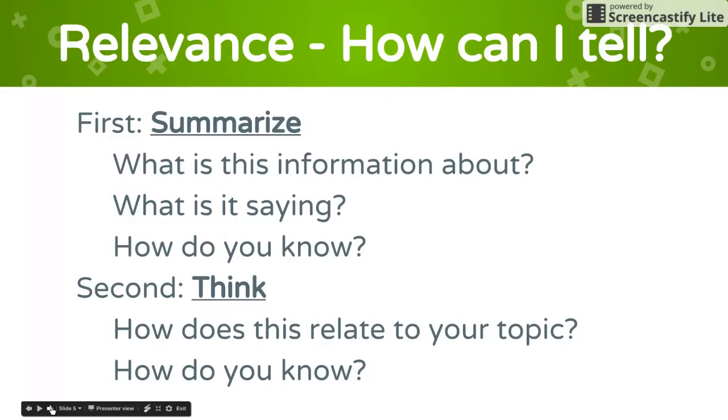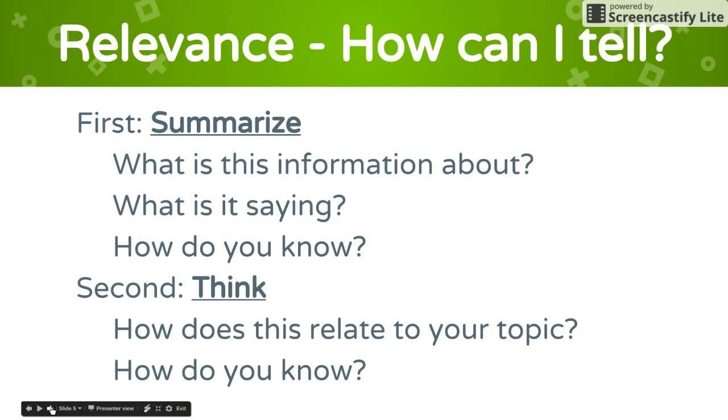In order to tell when something is relevant, there's really just two steps. So first I need to know what my information is about. What is it saying? I have to have read my information well enough in order to summarize it. If someone actually asked me what this source was about, I could tell them my summary. I could probably even show examples or evidence from the text. And that's how I would know what this is actually about.